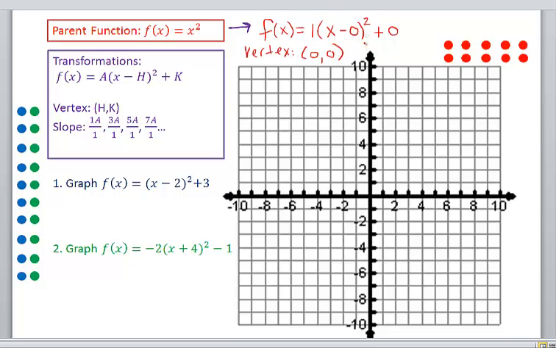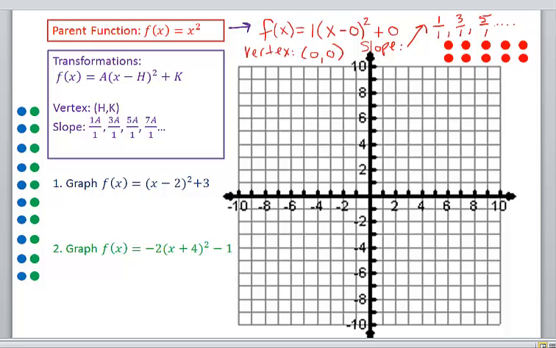And now my slope, or how my value is going to increase by, I'll put that up here, is going to be 1 times each of these fractions. So it's going to be 1 over 1, then up 3 and over 1, then up 5 and over 1, and I could carry that on, but I'm going to run out of space.